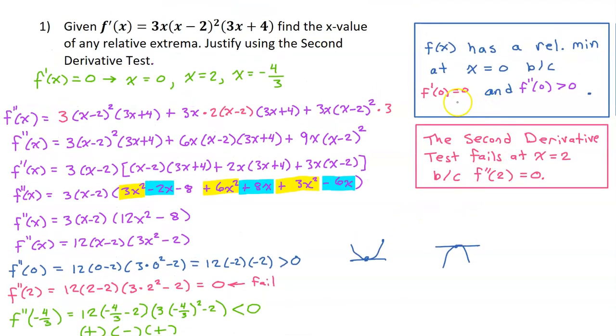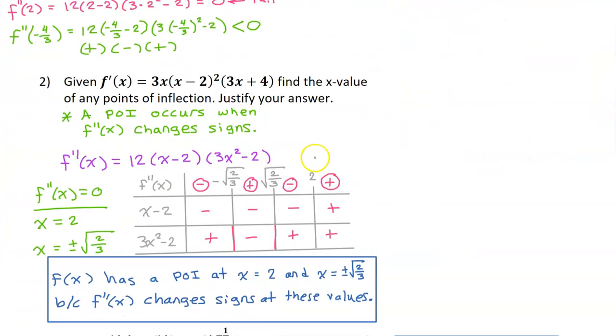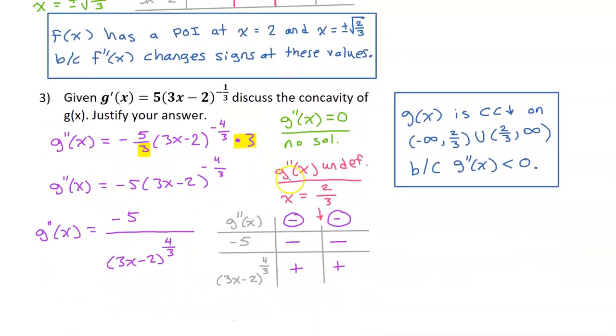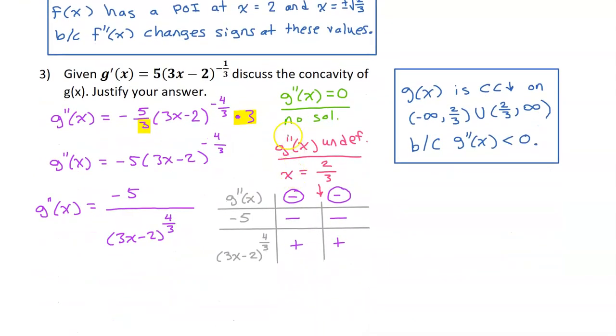Make sure when you justify that your second derivative has two parts to it. F prime equals 0, and f double prime is either negative or positive. The other thing we are able to do is we can locate a point of inflection using the second derivative. A point of inflection occurs when f double prime changes signs. So we have to make a sign chart and just see where it changes signs, and that'll be a point of inflection. And finally, we can use the second derivative to discuss the concavity of a graph.